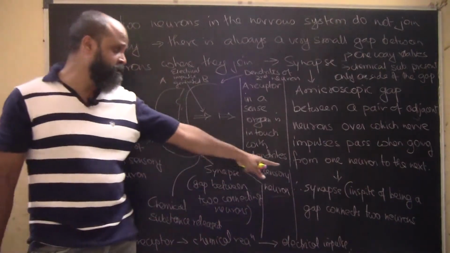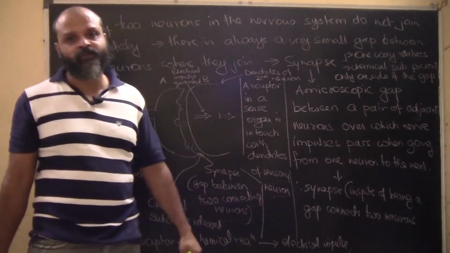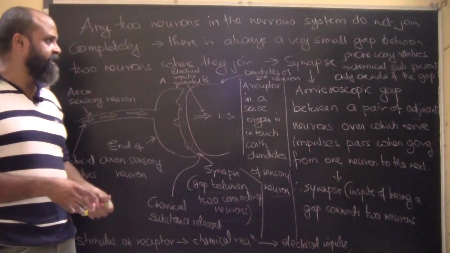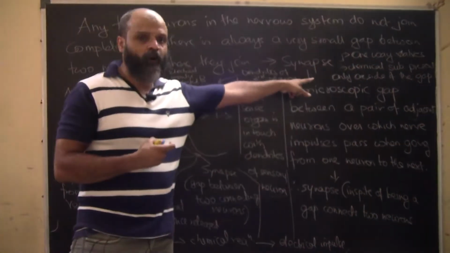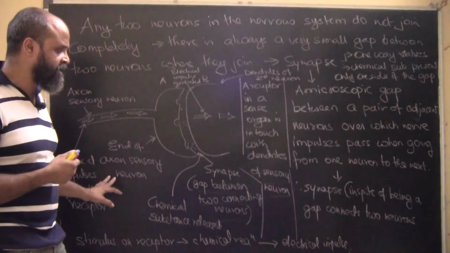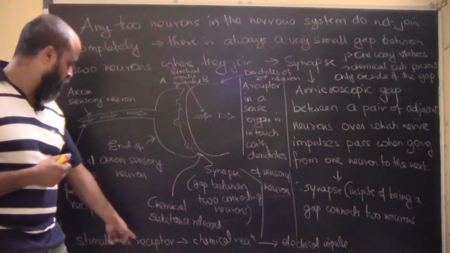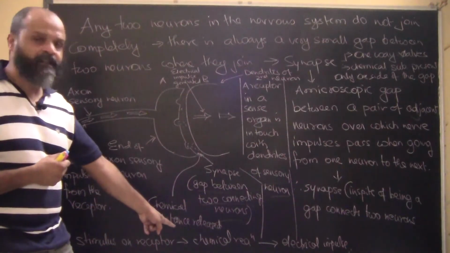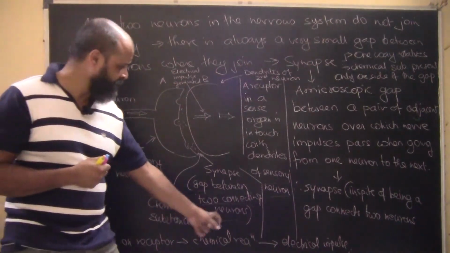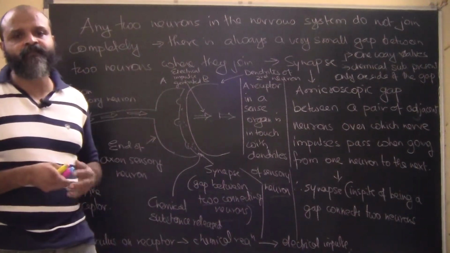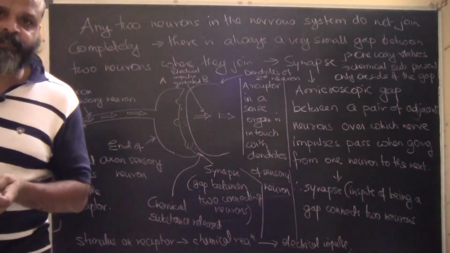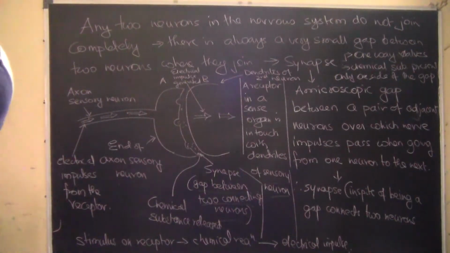So synapse, in spite of being a gap, connects two neurons. And this gap is necessary. What is the purpose of this gap we are going to study later, but synapse is a one-way valve. I hope we have understood this. So stimulus on the receptor is captured by chemical reactions. Chemical reactions generate electrical impulses, and these electrical impulses are passing from one nerve to the other. So you can take a snapshot of the same.